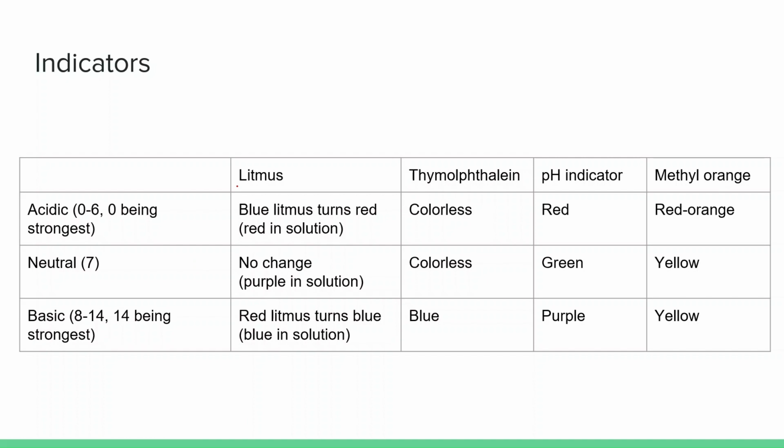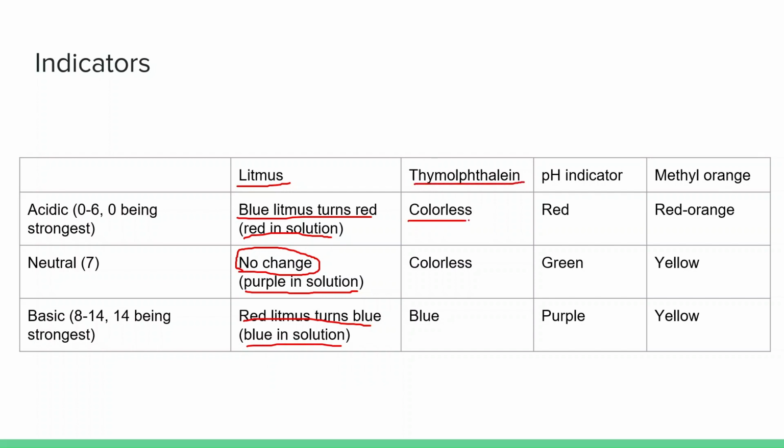So when it comes to litmus, acids turn blue litmus red, and they are red in solution. In neutral solutions, which is a pH of 7, litmus paper doesn't change, either of them, and the litmus solution will be purple in color. And when it's basic, the red litmus will turn blue, so it will be blue in solution.